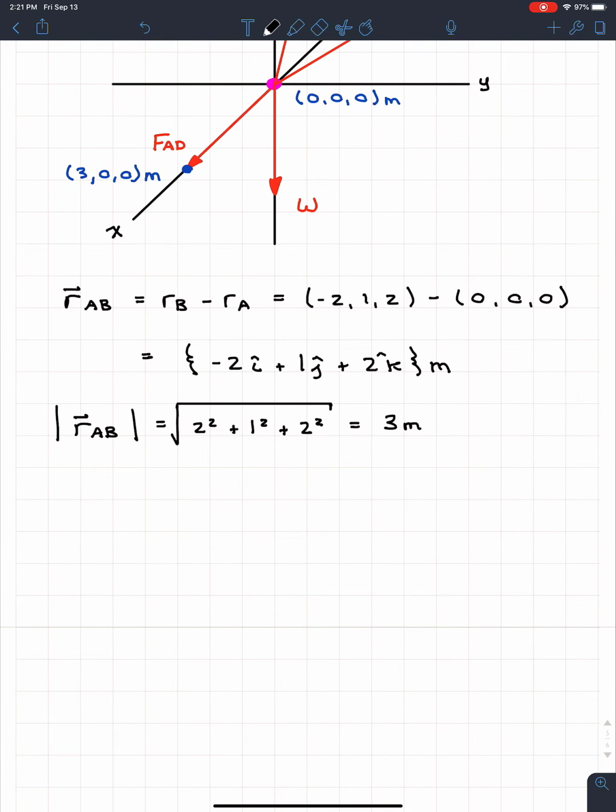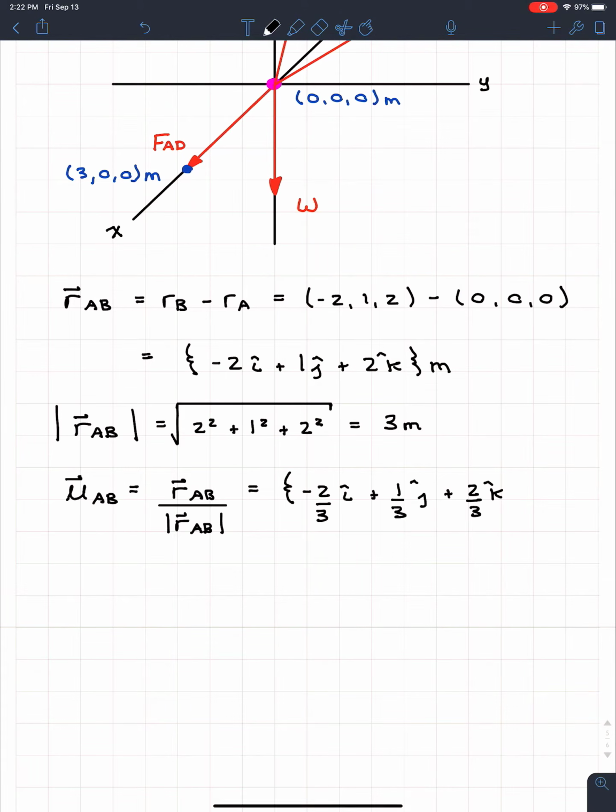And finally, what we can do is find the unit vector AB. We know all it's going to be is the position vector AB over the magnitude of AB. So I'm just going to take all those components and divide them by 3. So we're going to have -2 over 3 in the I direction, plus 1 over 3 in the K direction, and then plus 2 over 3 in the K direction. I'll change that after. This is not the K direction. This is the J direction.